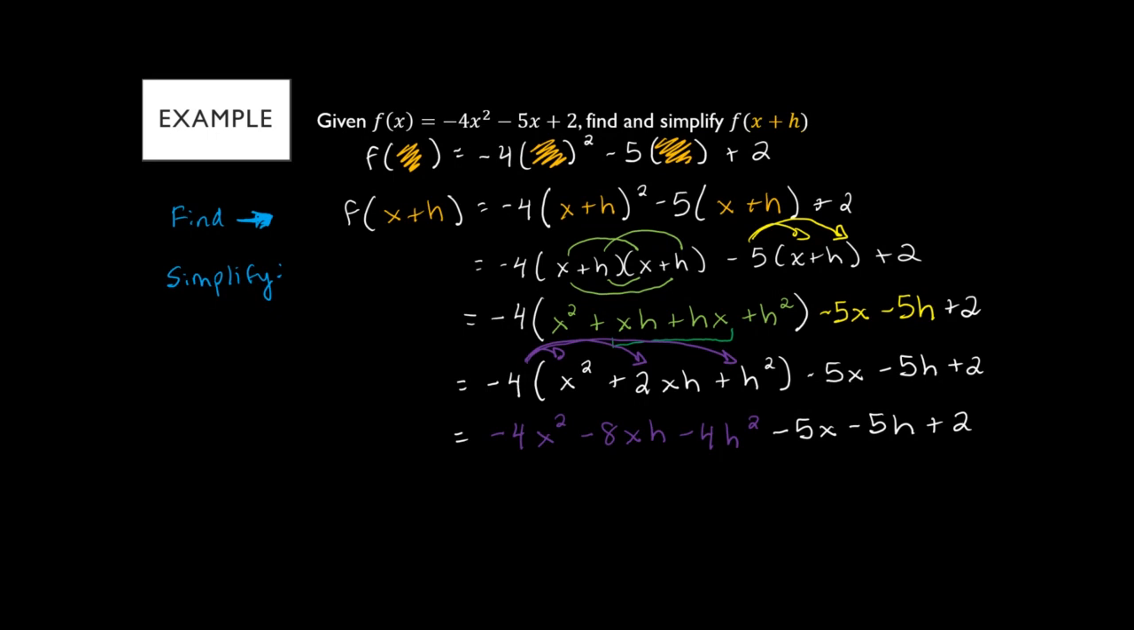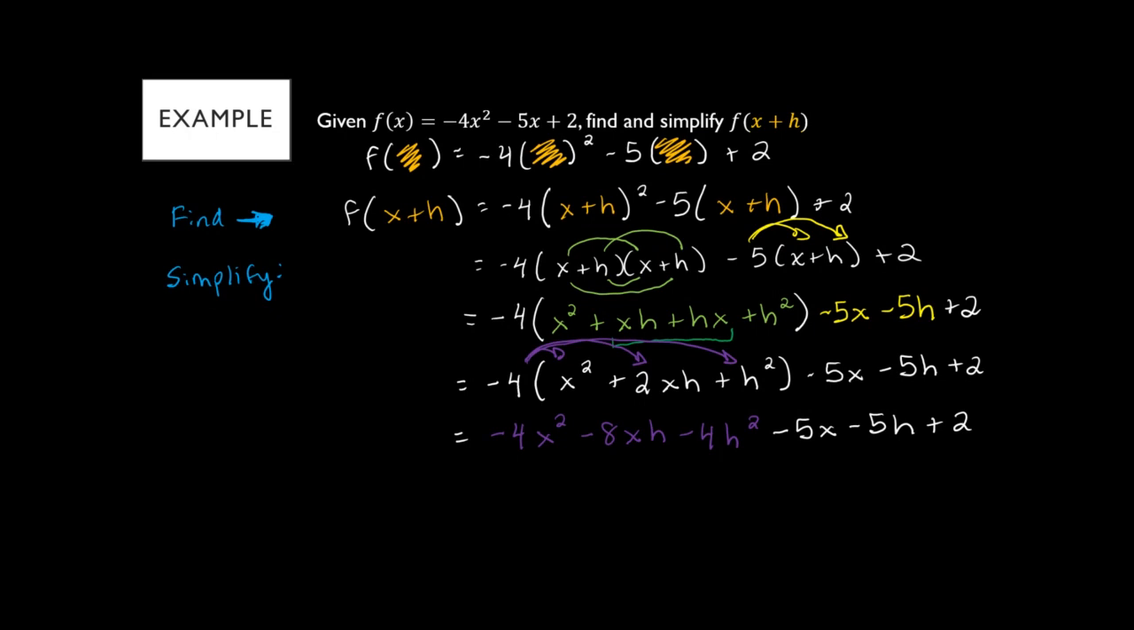And then you're looking for like terms. We've got an x squared, but nothing else is with that. We have an xh, the only xh we have. We have an h squared, the only thing like it. We have an x by itself, h by itself, nothing else matches with those, and a 2. There are no like terms in this last step. So this is the simplified form.